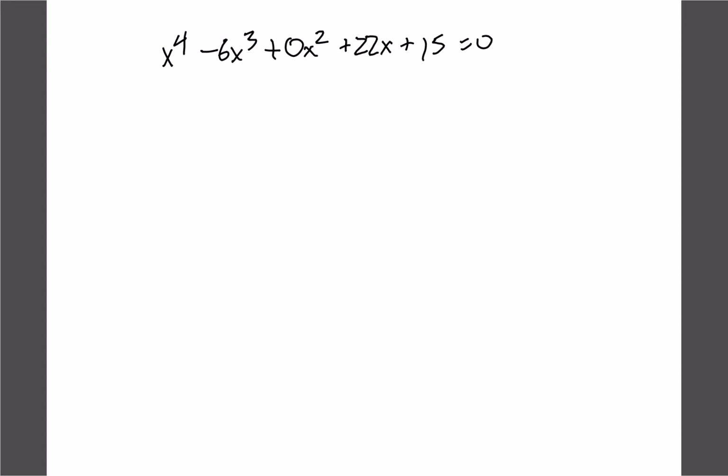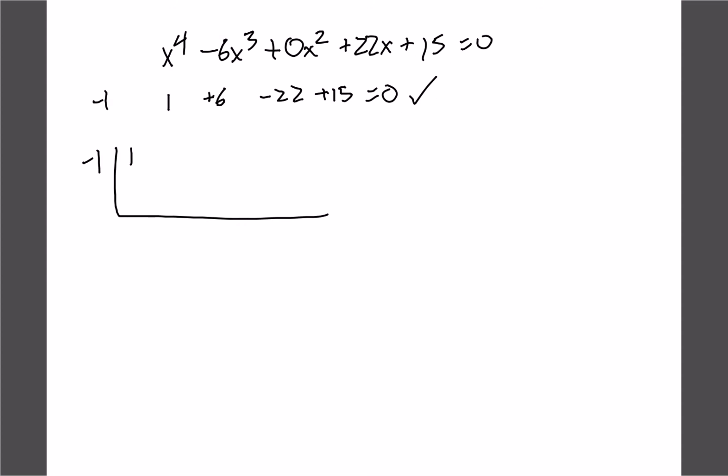So we could try a 1. So we'd have 1 minus 6 plus 0 plus 22 plus 15. That doesn't work. We could try negative 1. So if we do a negative 1, that would give us 1 plus 6 plus 0 minus 22 plus 15. So 15 and 6 is 21, that would give us negative 21. That's 0. So that one works. So that means x minus 1 will work. So let's do long division using minus 1.